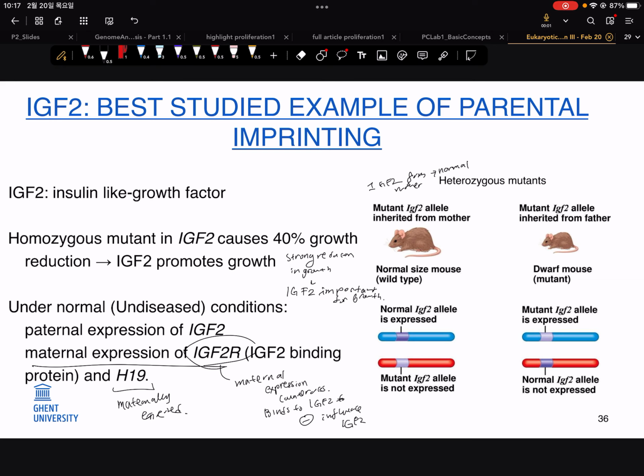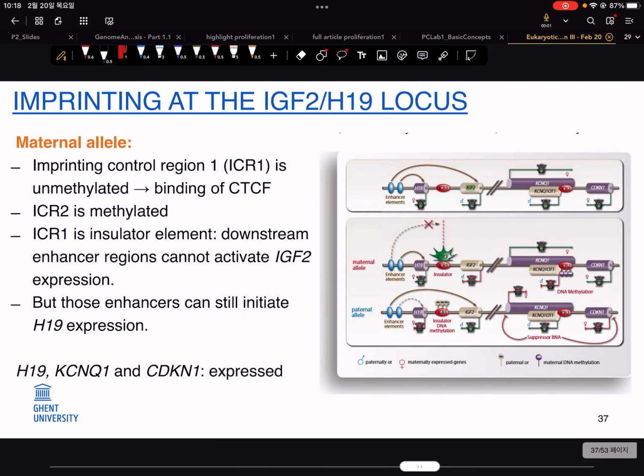mouse developing. However, if you get a mutant IGF-2 allele from your father, the mouse's father, you will see a dwarf mouse. You will see the mutant growing extremely small. Because you normally should have high expression of that allele for normal growth, but if it's mutated, that will not happen. How come that we have this really paternal expression?